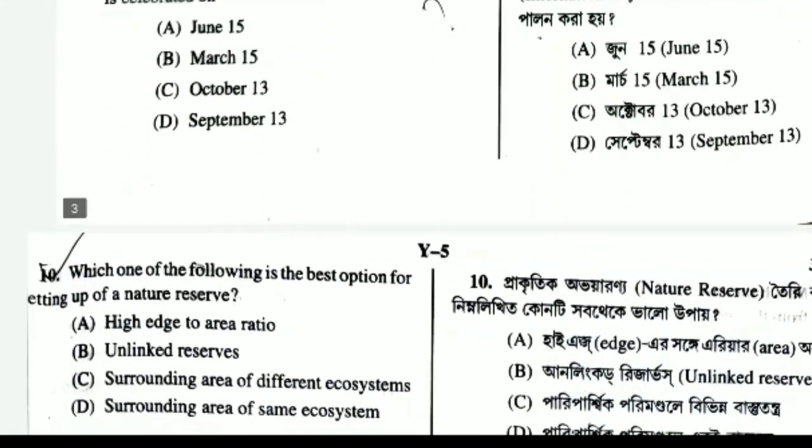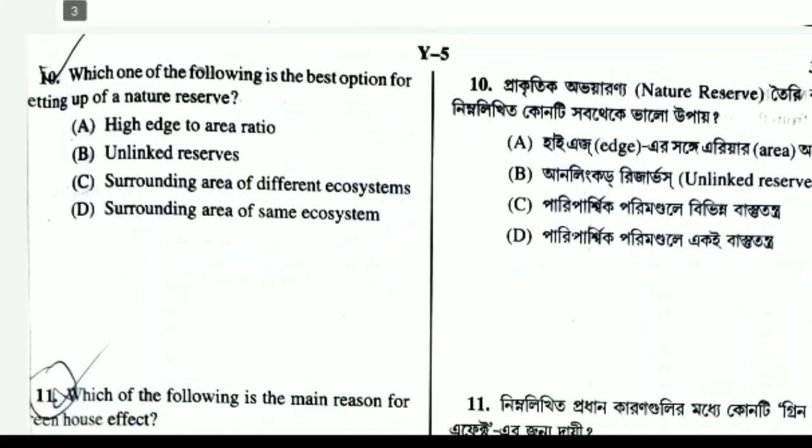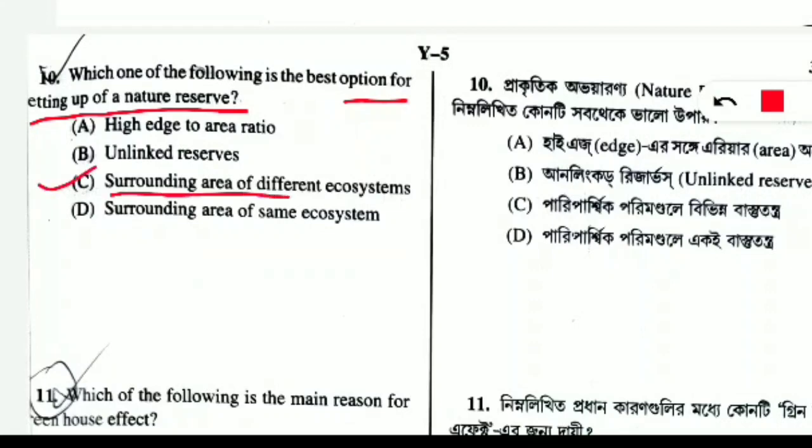Let's move to the 10th question. Question number 10. Which one of the following is the best option for setting up of a nature reserve? So here the correct option will be option number C. Surrounding area of different ecosystem will be the best option for setting up a nature reserve, because different ecosystem means we'll have more diversity, more interaction. That's why it will be the best thing for a nature reserve.